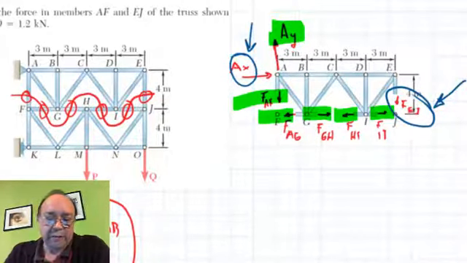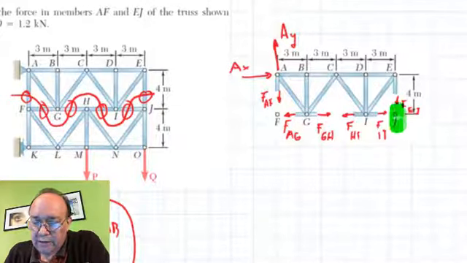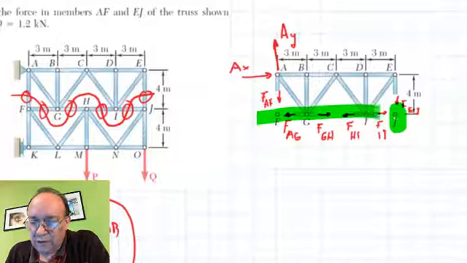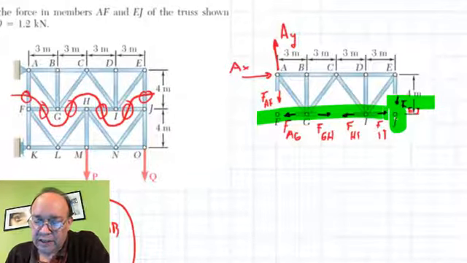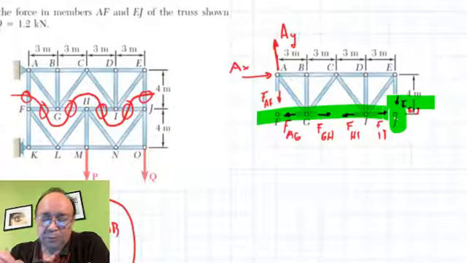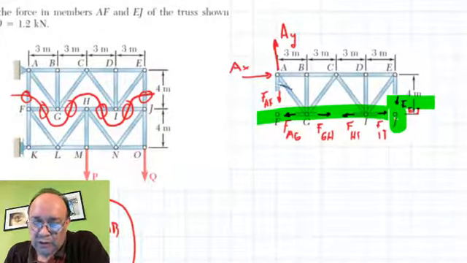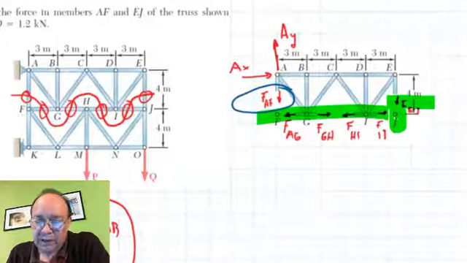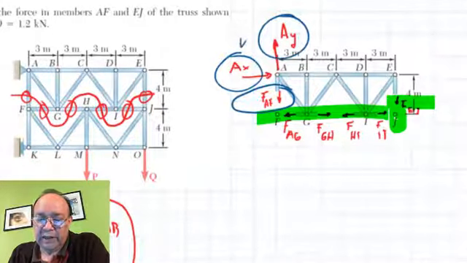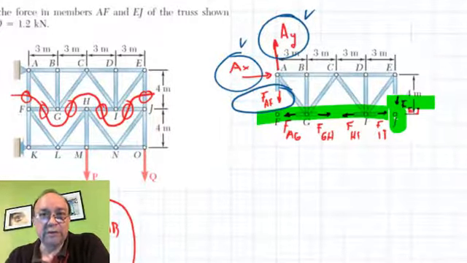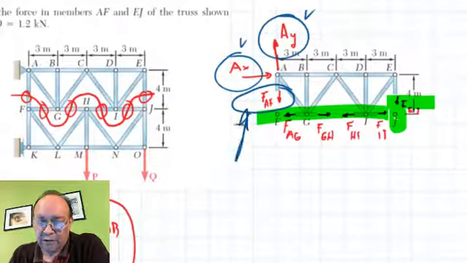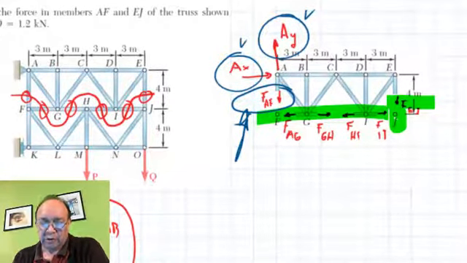The same way, if we do moments around point J, then we eliminate all the same horizontal forces here, and we also eliminate FEJ, and we have an equation as a function of FAF, AX, and AY. Again, we can find AX and AY previously using equilibrium of the whole truss, so we can find AF with just one equation. So that's the way we're going to proceed.